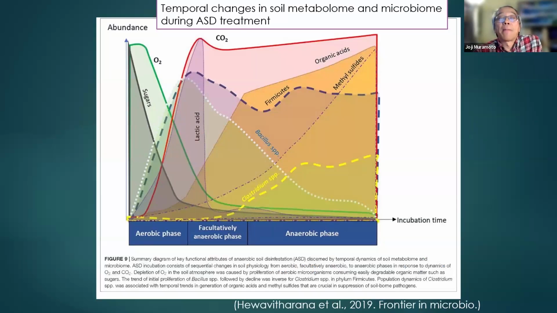This chart shows a very important work by Shashika, now at the Cal Poly San Luis Obispo Strawberry Center. During her PhD work, she monitored what's going on in terms of metabolome and microbiome changes during the ASD process. So as you see here, oxygen and sugars decreased in the early stage from the aerobic to the facultative anaerobic phase. And lactic acid and CO2 increased. And then as time goes by, anaerobic conditions intensified. And then organic acids and, at a very late stage, methyl sulfides are created. Also, anaerobic microbes, Firmicutes and Clostridium, increased during the process. So those changes combined effect suppress fungal pathogens.